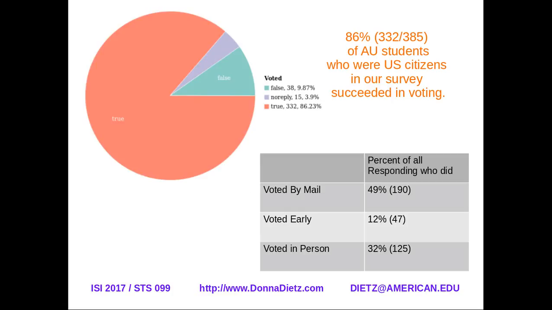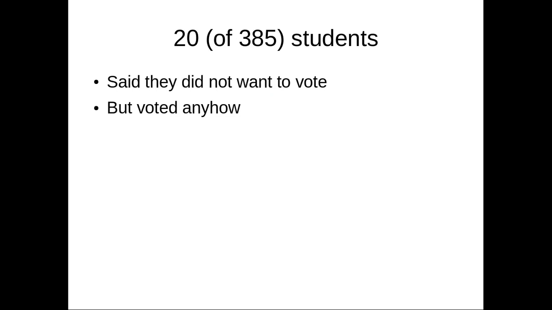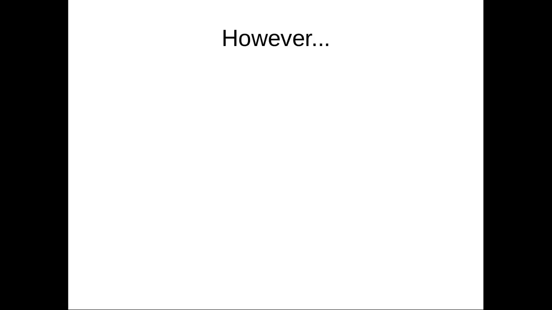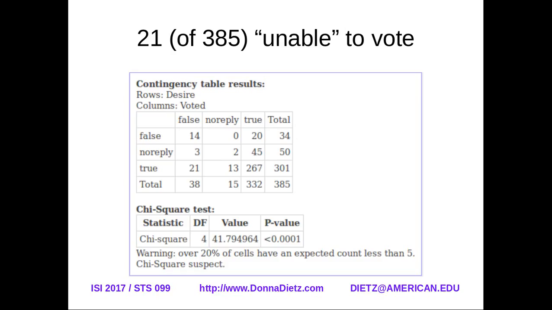Of the 385 AU student citizens in our survey, 332 of them said they voted and 15 of them did not reply. So at least 86% of them were able to vote. 49% voted by mail, 12% voted early, and 32% voted in person. 20 students said they didn't care to vote, but they did anyhow. And by reading the comments, it was mostly because a friend, parent, or professor pressured them into doing it. However, what was concerning to me is that we had 21 students who said they wanted to vote, but they were unable to vote.